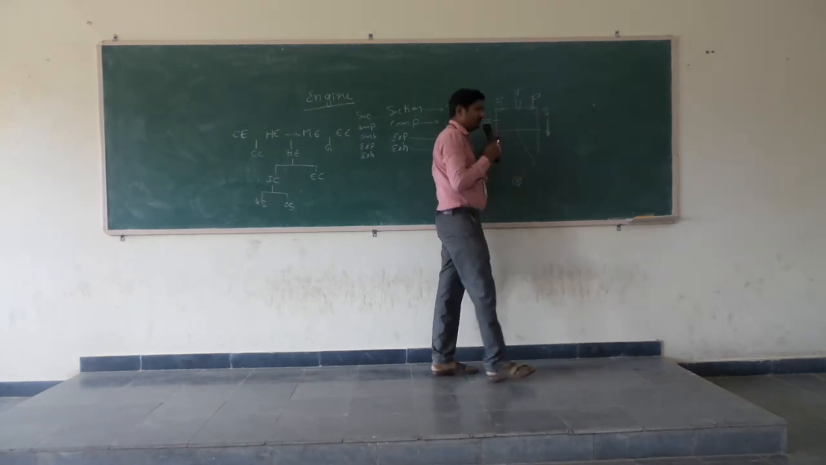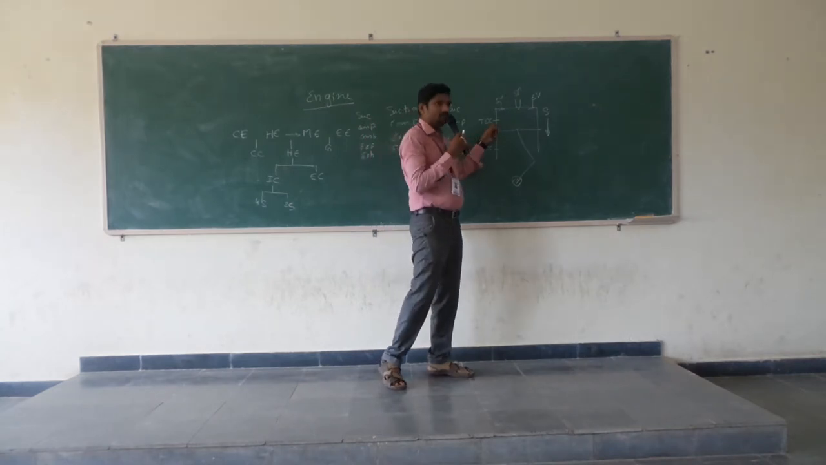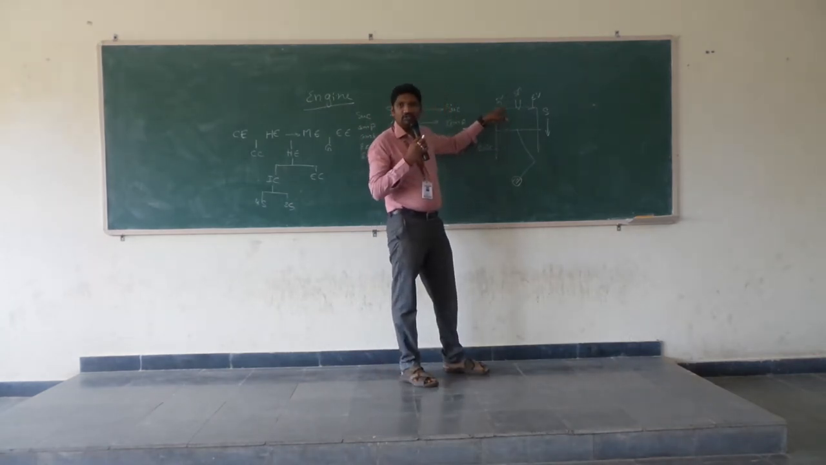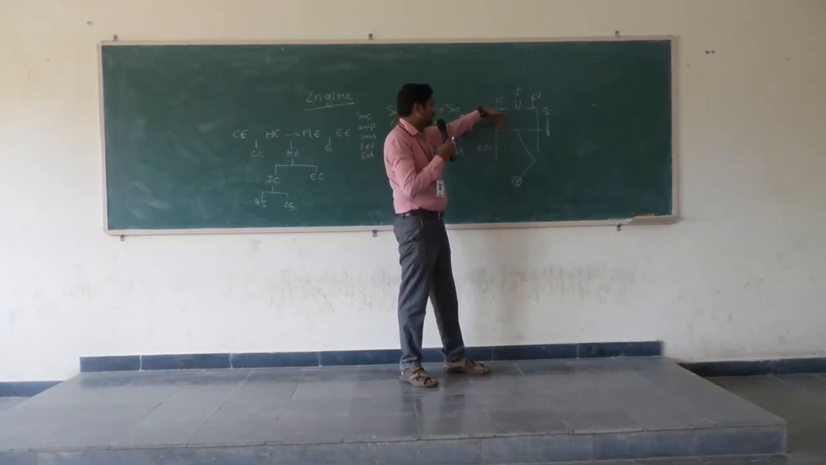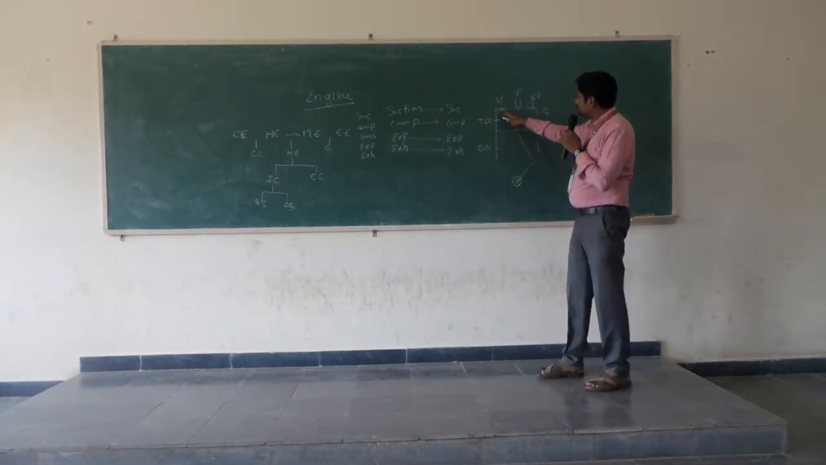Suction stroke: the piston moves from TDC to BDC. In this stroke, the volume increases. The inlet valve is in the open position, and whatever charge is waiting outside the inlet valve enters into the chamber. After the piston reaches BDC, the inlet valve closes, and the whole chamber is closed.